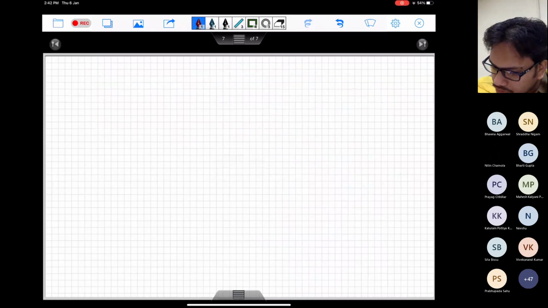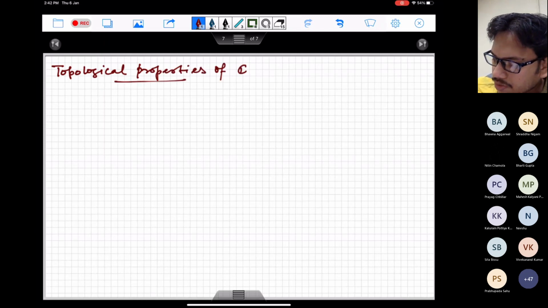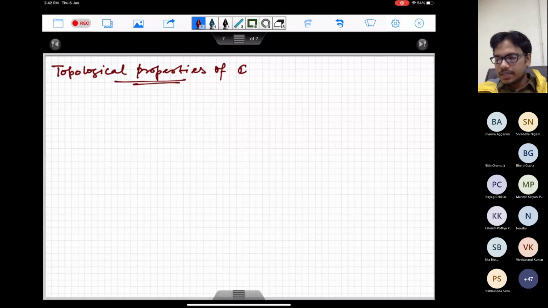Okay, so now we move on and we are going to study some topological properties of C. I'm going to discuss some topological properties of C, and of course, since you are having the topology course now, you will see that some of the things that I say might not make sense at this moment, but they are going to eventually make sense.